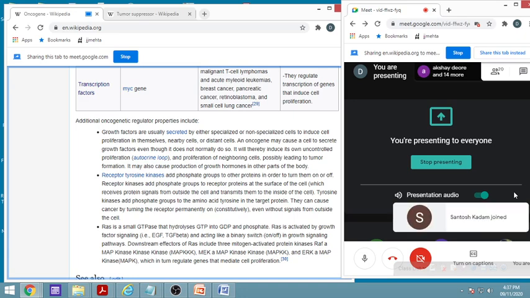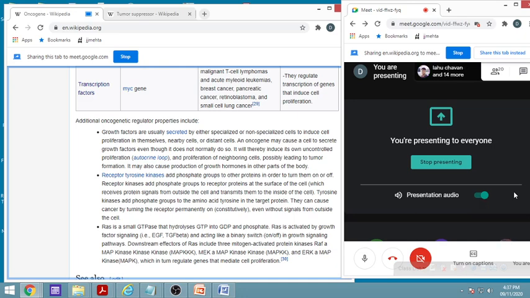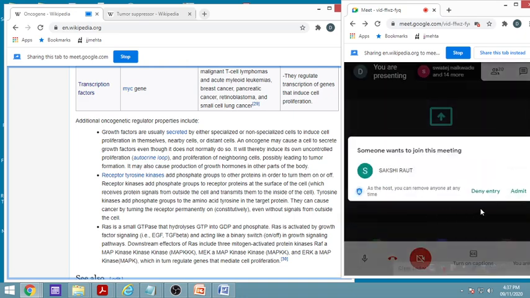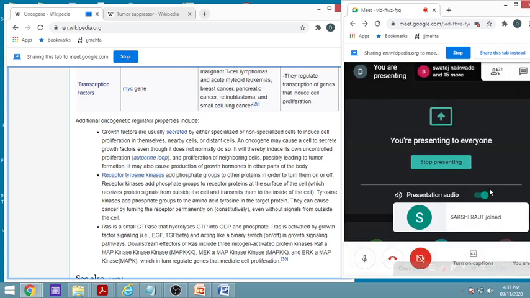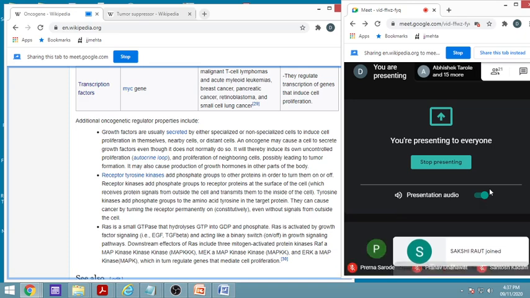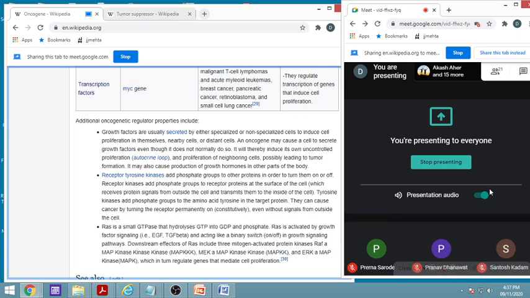And lastly, these are the RAS proteins we have just now seen. These are small GTPases. We know GTP, that is guanosine triphosphate, and they hydrolyze GTP into GDP and phosphate. This RAS is activated by growth factor signaling like EGF or TGF beta. TGF is a transforming growth factor, EGF is epidermal growth factor, and RAS acts like a binary switch. Binary means both ways, making it on or off, and it causes growth signaling pathways. There are downstream effectors of RAS. They include three mitogen activated protein kinases.